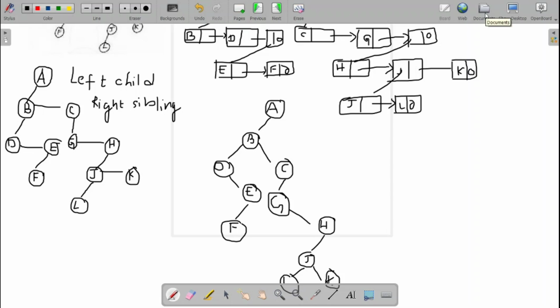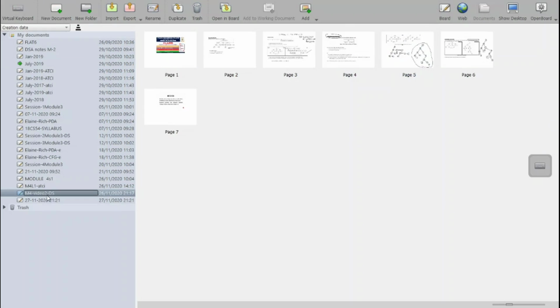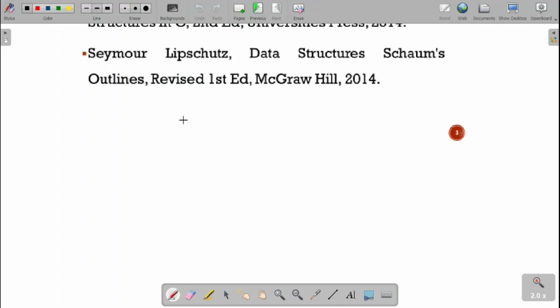So these are the three different ways of representing the trees. What are the three different ways? The first one is a list representation. Second one is a left child right sibling representation, and the third one is a degree 2 tree.